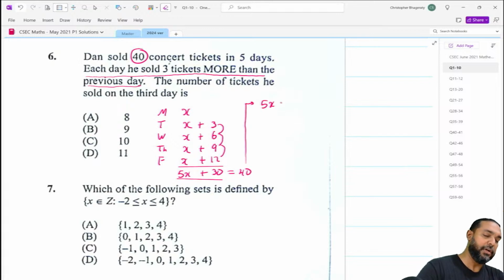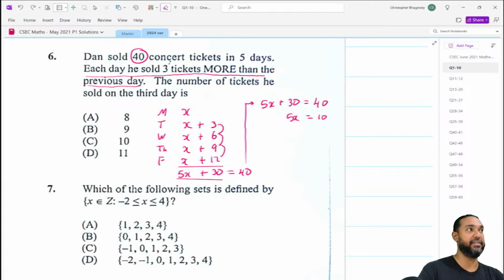So quick question. Instead of doing the usual transposition, let's see if we could do it intuitively. Some number plus 30 is 40. What's the only number you could add to 30 and get 40? 10. So 5x is necessarily equal to 10. This means 5 multiplied by some number is 10. What's the only number you can multiply by 5 and get 10? 2. So x is equal to what?